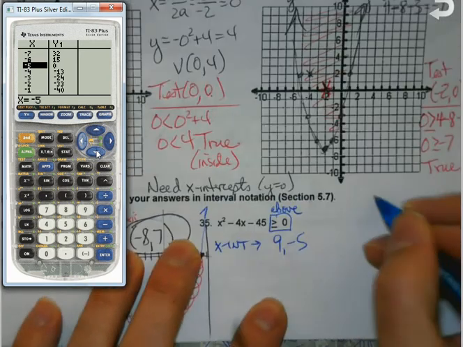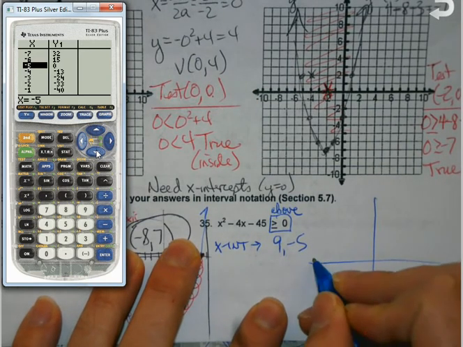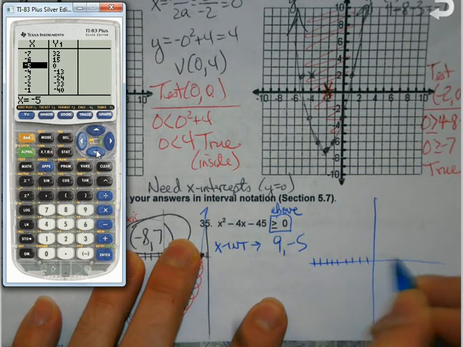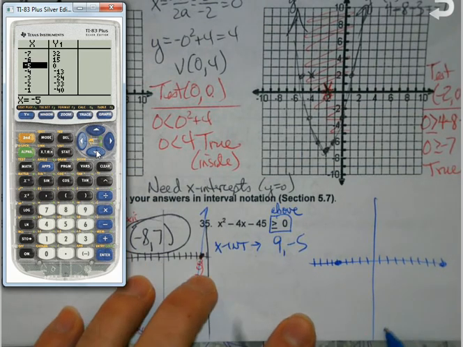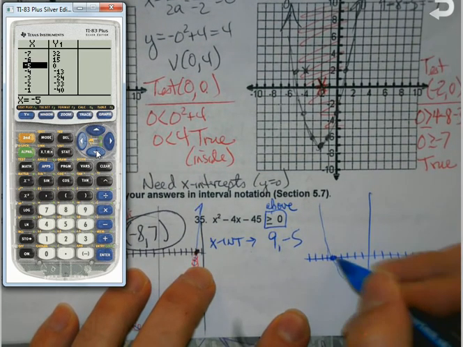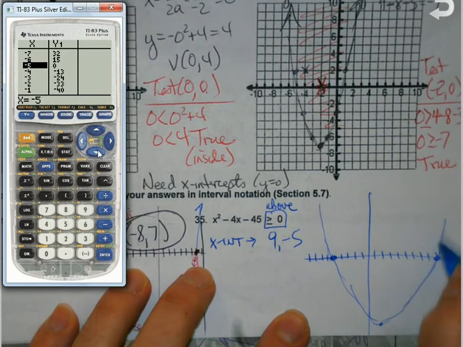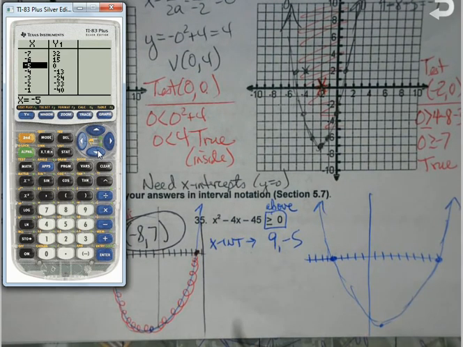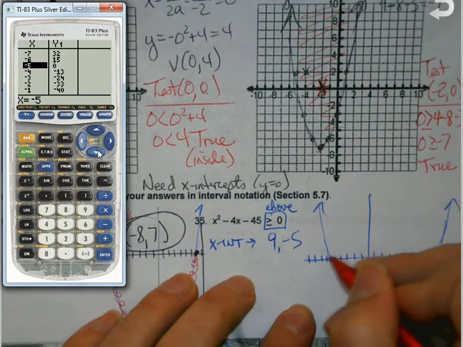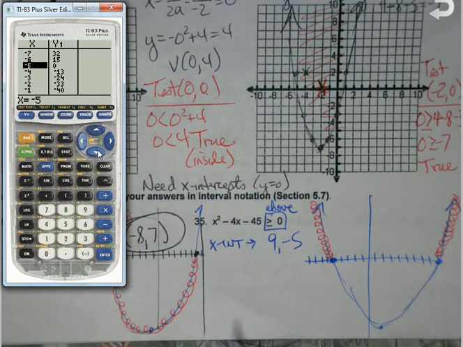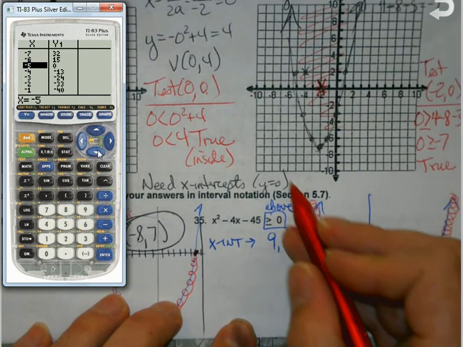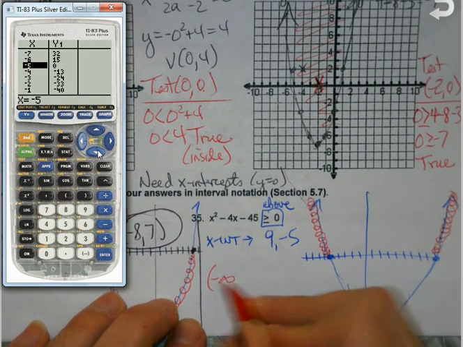So you're like, okay, so if I have those, again, it opens up, so I'm not really worried about what's going on down here. But now, since it's greater than 0, I want the values that are above the axis. And that's going to change my interval notation significantly. Because now, this goes forever to the left. So I start at -infinity.